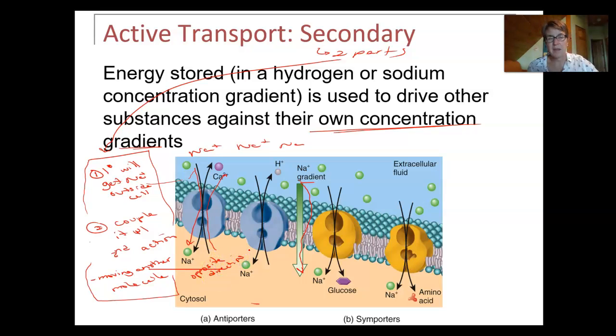I'm trying to find an example in my head to make sense of that with you. It's like I open the door in the morning, all the cats go out, right? Well, I guess that's along their concentration gradient. Okay, so antiporter is an active transport, 2-part process, where I let sodium come back in, and calcium goes the opposite direction. The ion will go in another direction.